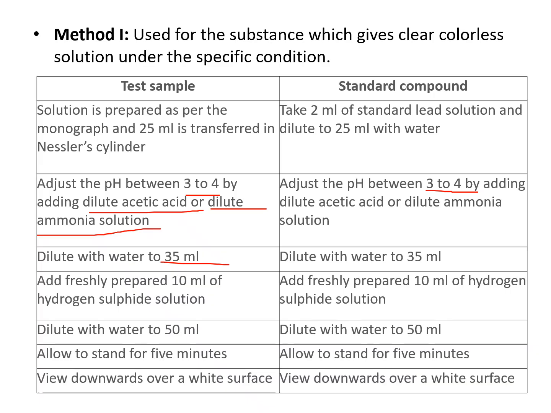Then add a freshly prepared 10 ml hydrogen sulfide solution. This hydrogen sulfide solution reacts with our metal to form the metal sulfide. The color of the metal sulfide is brown. After adding the hydrogen sulfide, we dilute with water to 50 ml and allow it to stand for 5 minutes. After the 5 minutes, we can see the observation.